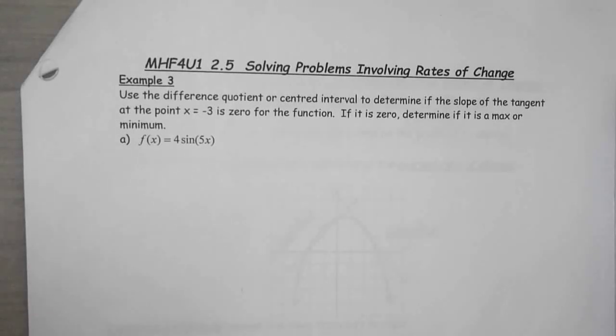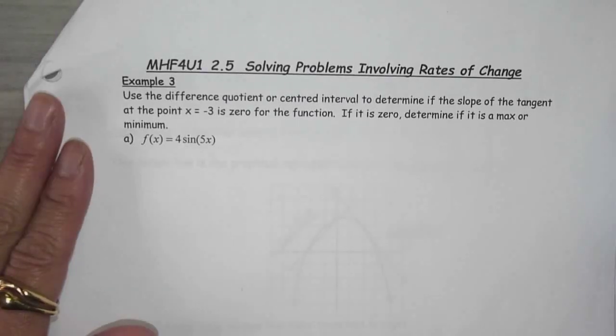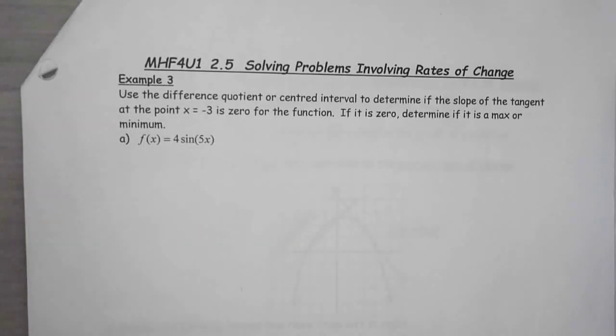Example 3, I stated use the difference quotient or centered interval. These are some new ones that I made up. I hadn't checked them yet, so I was just checking them. Honestly, we would probably give you a hint and tell you which method to use, right? Because some people are like, oh, it's just going to be way worse. If they're both about even difficulty, we'll say it's up to you which one.